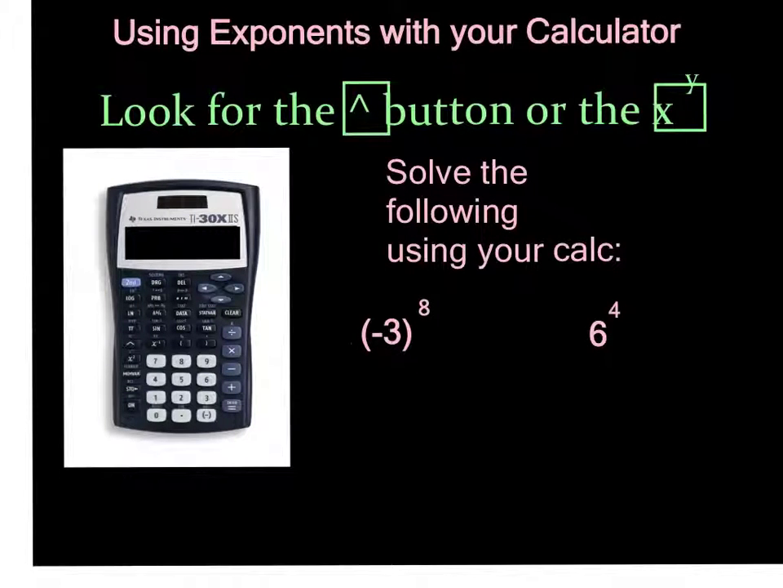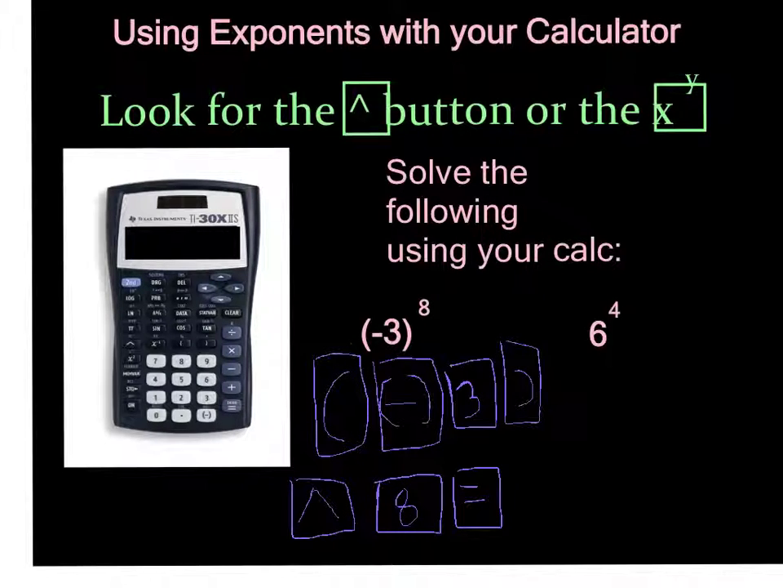I think it's important that every student learns how to use their calculator to do exponential form numbers, or in other words, simplify numbers with exponents. So we're going to try this one: parentheses -3 to the 8th power. Now, I know some of you don't all have calculators like this, but I am going with this one.